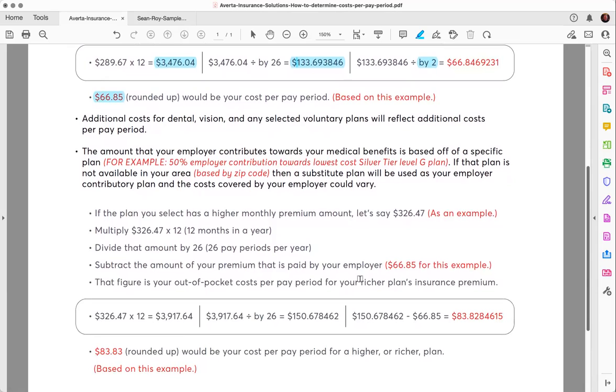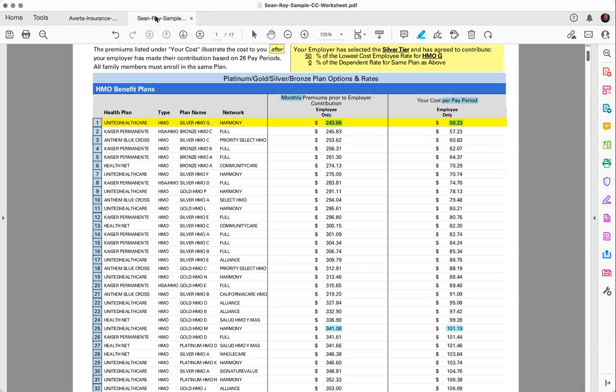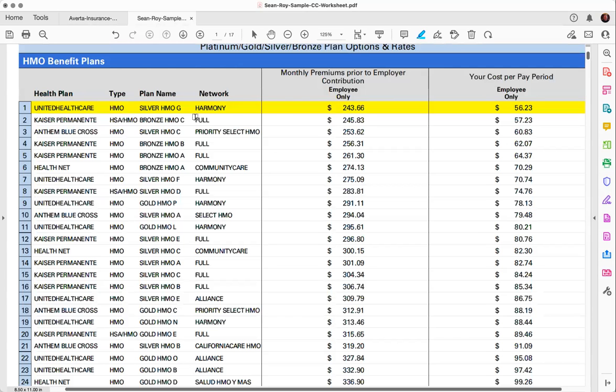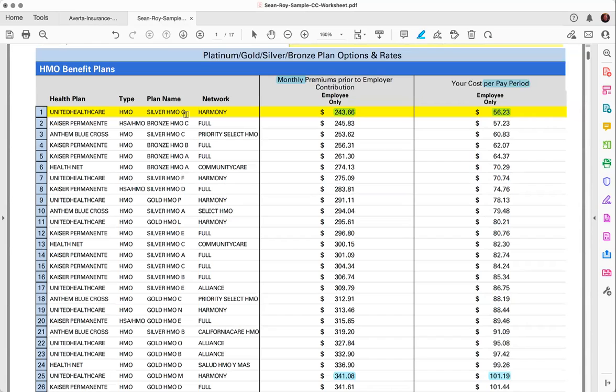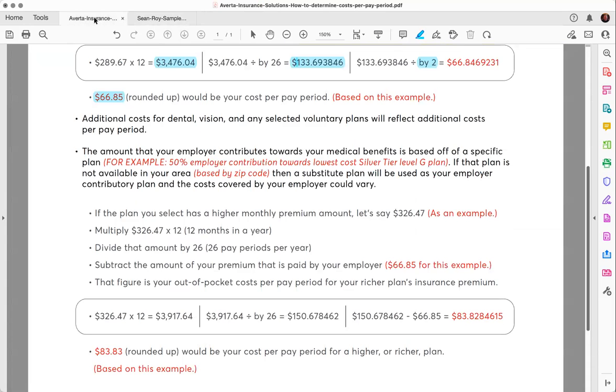The amount your employer contributes toward your medical benefits is based off of a specific plan. For example, on the CalChoice system, they might select 50% employer contribution towards the lowest cost silver tier G plan. So if we look, that happens to be this amount here. This is the silver HMO G plan. You'll see there's also silver HMO C, it could go up to L, M, N, O, P, whatever, but that's the plan your employer selected.